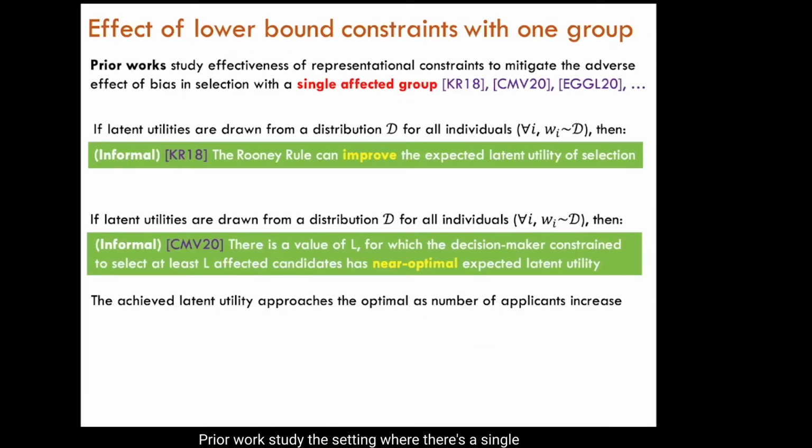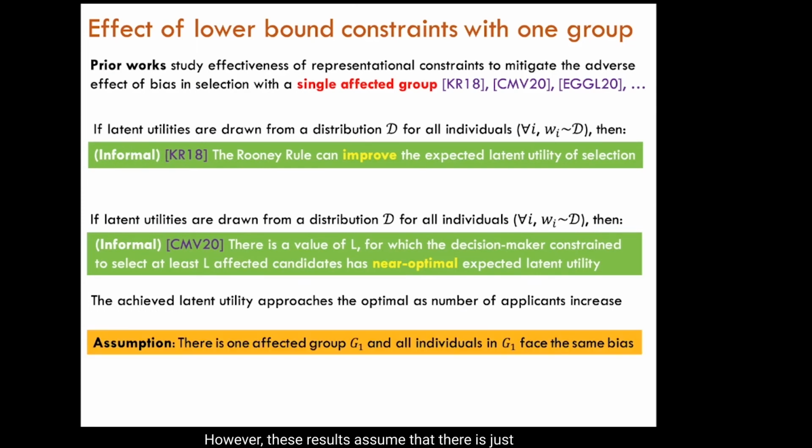Prior work studies the setting where there is a single affected group and assumes that the latent utilities of applicants are drawn IID from some distribution. The latter captures the belief that the set of applicants in each group have the same distribution of latent utilities. They show that representation constraints can improve the expected latent utility of the selection. And in fact, there are constraints such that, irrespective of the bias of the decision maker, if a decision maker is required to satisfy these constraints, then the subset that they output has near optimal utility. However, these results assume that there is just one affected group and all applicants in this group face the same bias, neither of which is true with intersectional groups.